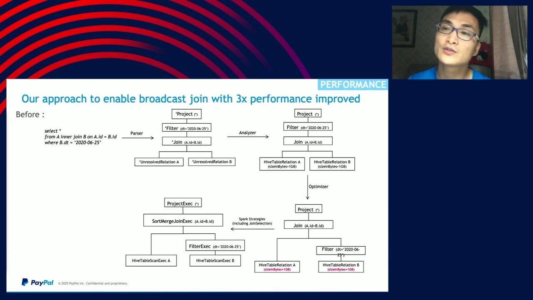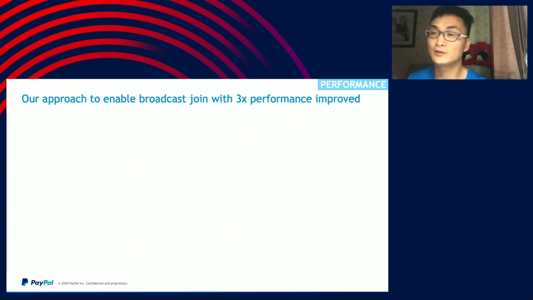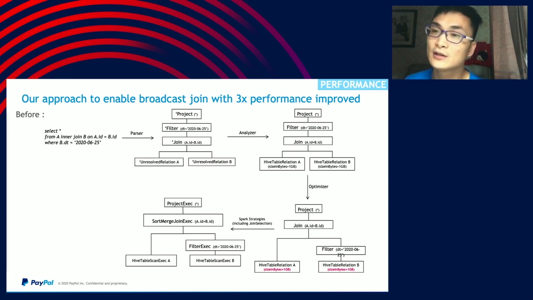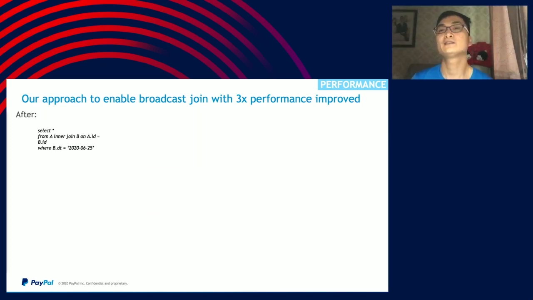After that, it will go through the Spark strategies, including join selection, and then the sort merge join will be selected because 1 gigabyte is not small enough for hash join and broadcast join. So it will choose the sort merge join for execution. Here's our approach to enable broadcast join. Let's see what we change here.